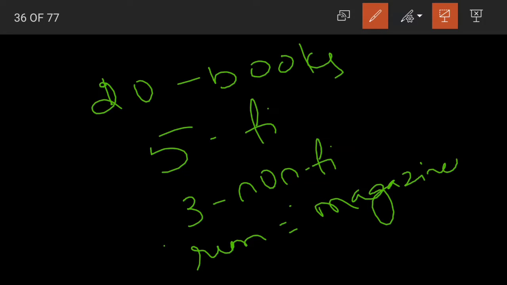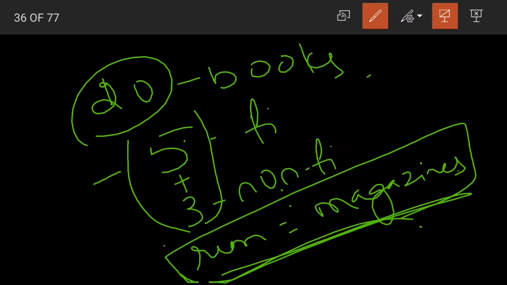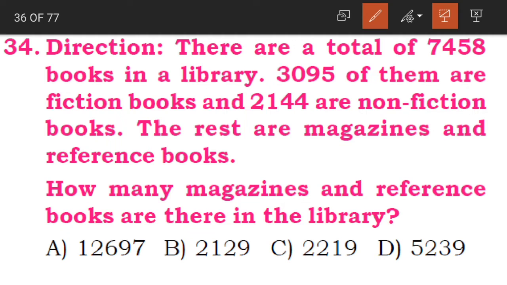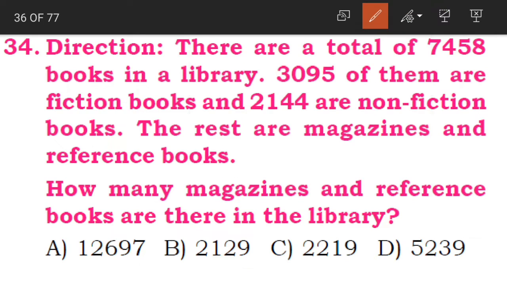Now the remaining whatever we are having, they are magazines. Okay, magazines. Now how do you find out this remaining? See, 5 plus 3. Add these fiction and non-fiction together. Then when you subtract the sum from the total number of books, you will get the remaining, that is the number of magazines. Yes children? Or first you can subtract the number of fiction books and then subtract the number of non-fiction books and then get the number of magazines. Okay, you can do it either way. Here we need to do addition and subtraction together.